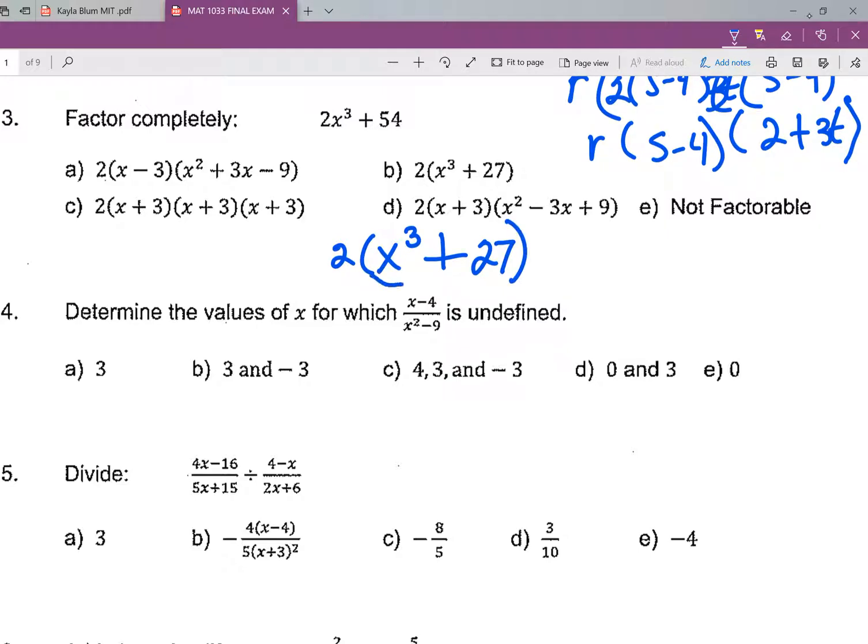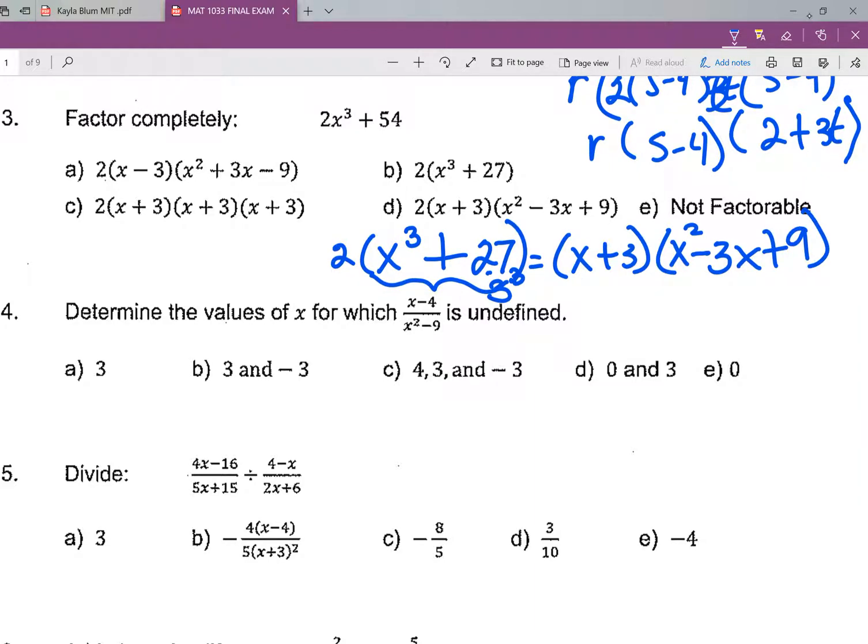Alright, and so this is where the trinomial comes in. If you remember the trinomial, the first expression is x plus 3, because this is 3 cubed, right? You've got to remember that. So this is x plus 3, and this becomes x squared, minus 3x, and then plus 9. So your final answer will be 2 parentheses x plus 3, x squared minus 3x plus 9. So this is answer choice D for your question.